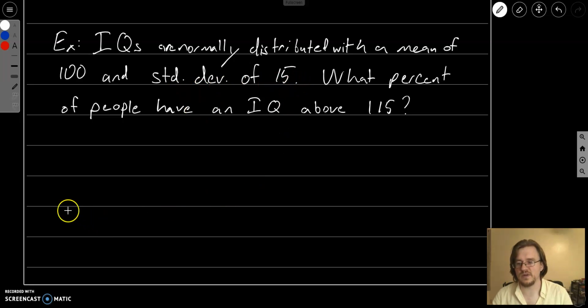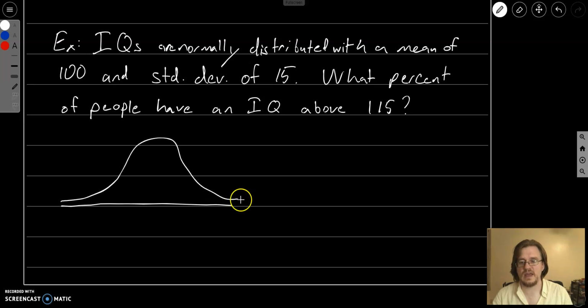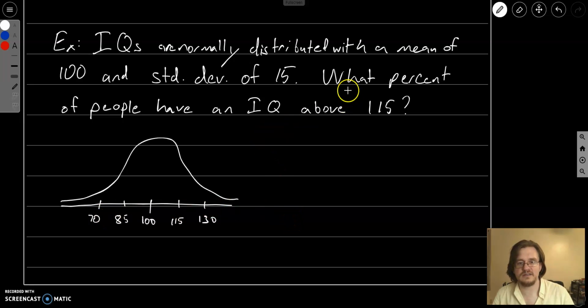Before we do anything else, I just want to draw a picture to think about what exactly is going on here. So we know it's normally distributed, so it'll look like a bell curve, and with a mean of 100, so at the peak this is going to be 100, and a standard deviation of 15. So as we come out, I will label every standard deviation away. Then they ask what percentage of people have an IQ above 115. So what we're doing is we're looking at this area here.